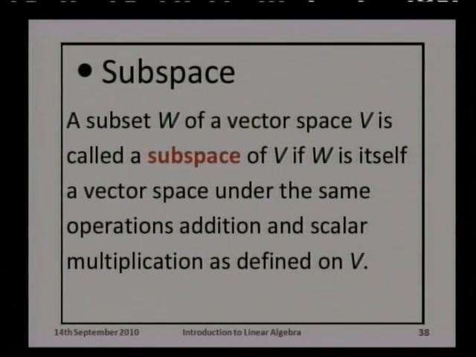So, what is a subspace? First, V is a vector space, and any subset we consider inside it must be non-empty, and it must be a vector space in its own right under the same operations of addition and scalar multiplication on V.